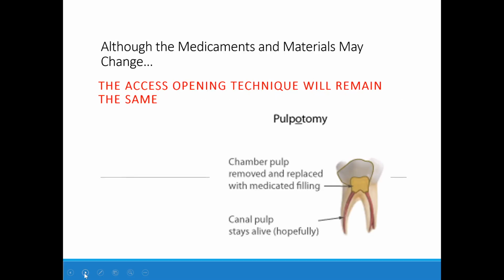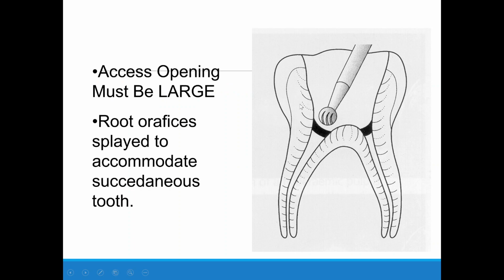So the medicaments and materials may change, but the access opening technique will remain the same. Chamber pulp is removed and replaced with medicated filling, and canal pulp stays alive. Hopefully, of course, we hope that it stays alive. And of course, the access opening must be large, because you should see the orifices of the root canals, and you can see whether this pulp is bleeding or not bleeding and so on.